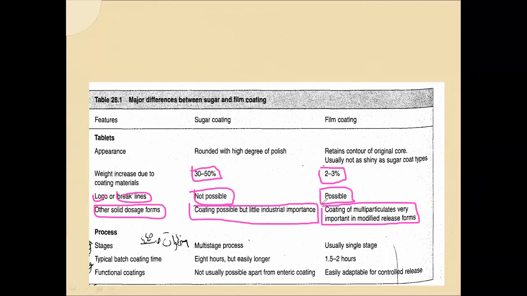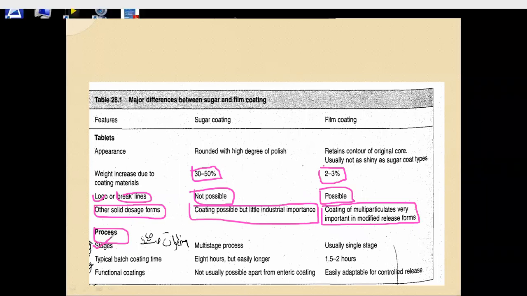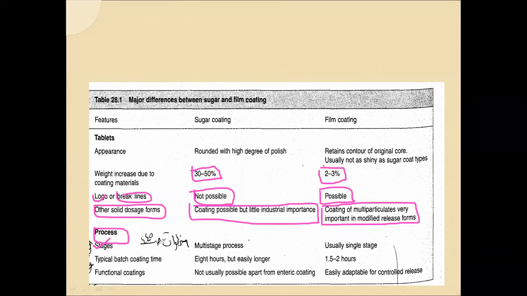Now coming to the next feature, that is the process. When you talk with respect to the stages involved in sugar coating and film coating, the sugar coating process is a multi-stage process, okay? And film coating is usually a single stage process.